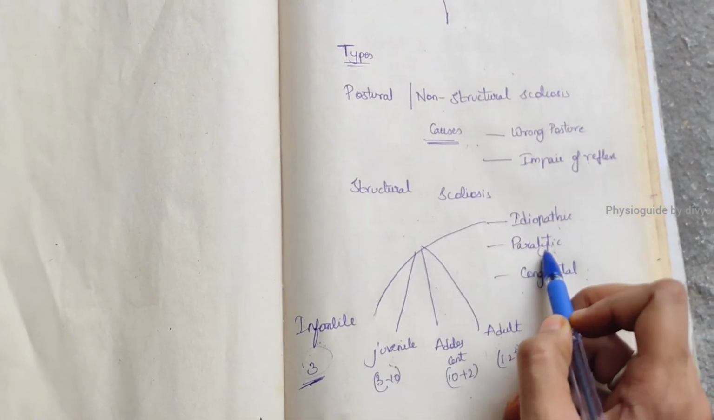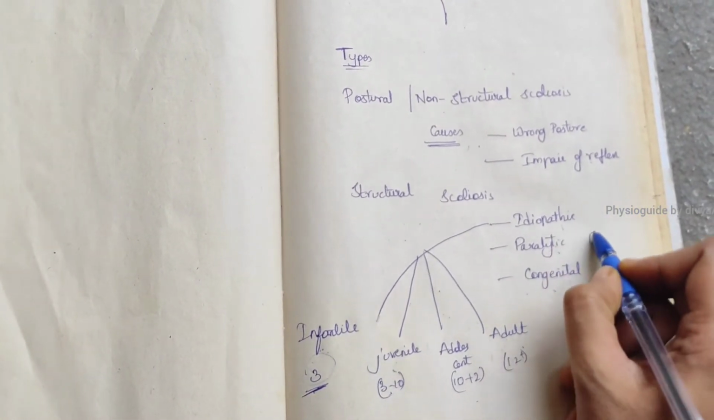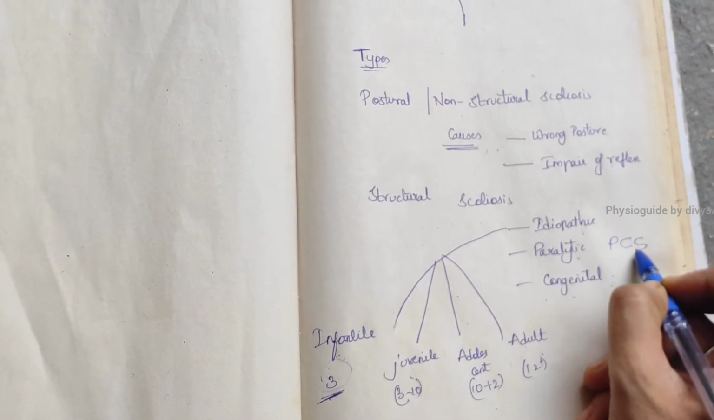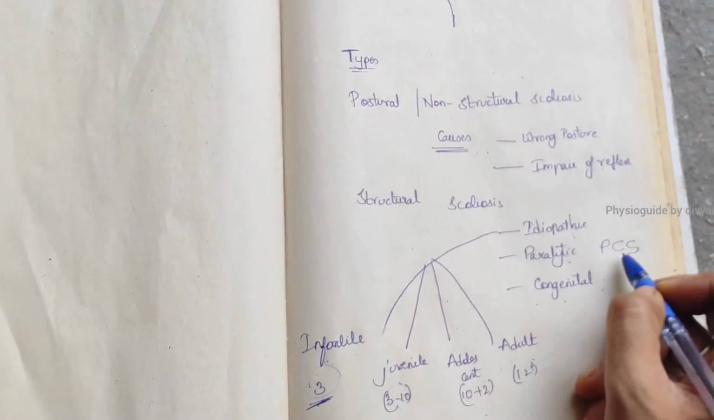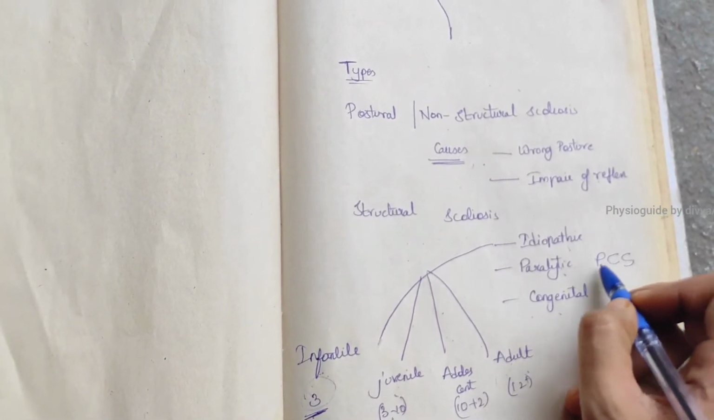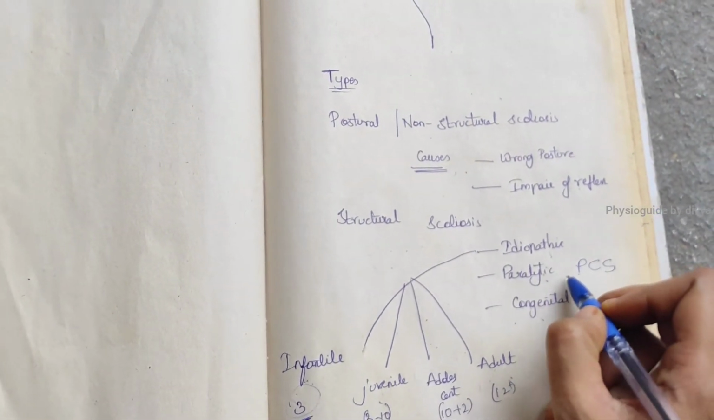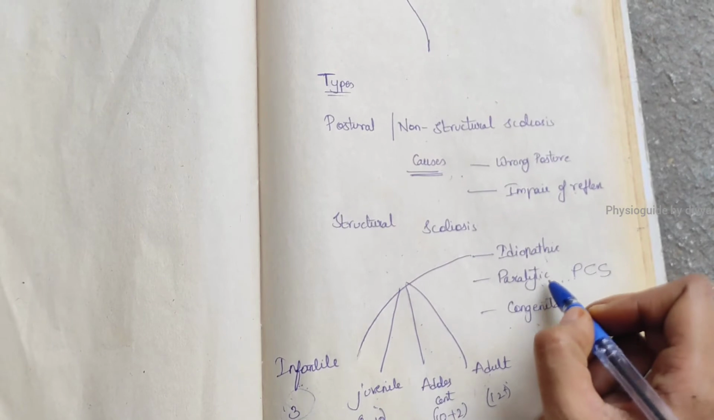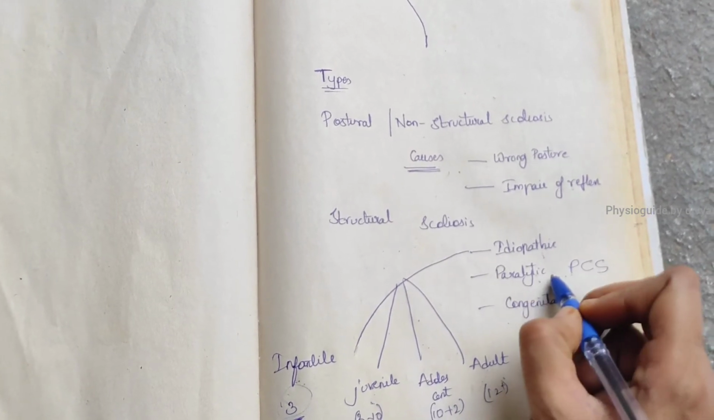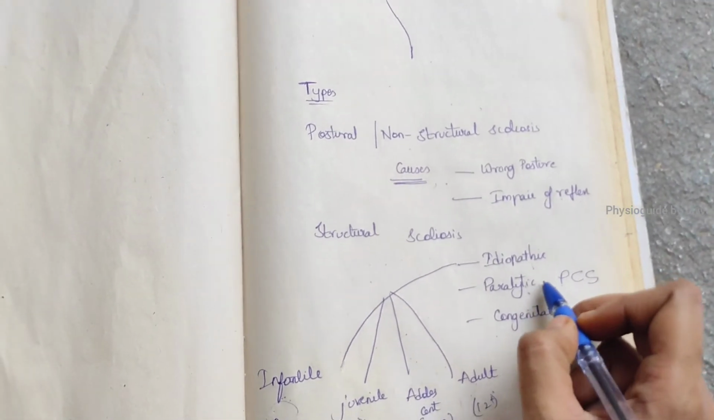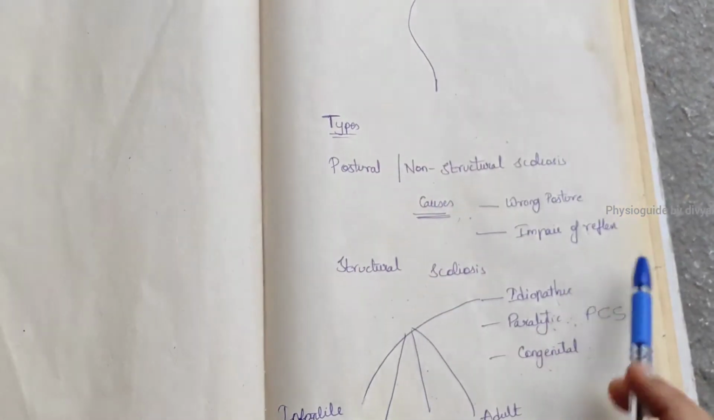Next one, paralytic scoliosis. It occurs in conditions like poliomyelitis, cerebral palsy, and spina bifida. It is complicated by a great degree of muscle imbalance and growth-age complications. Surgery becomes necessary where there is a rapid progression of the curve.